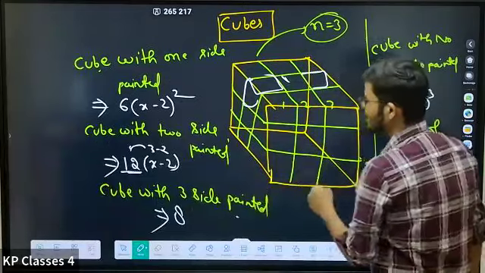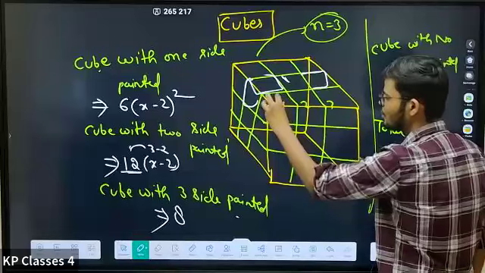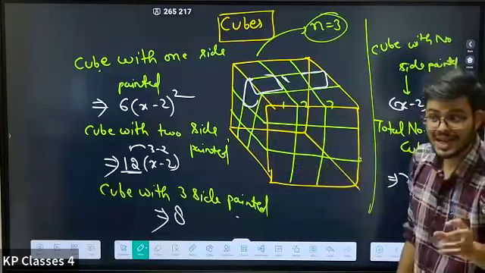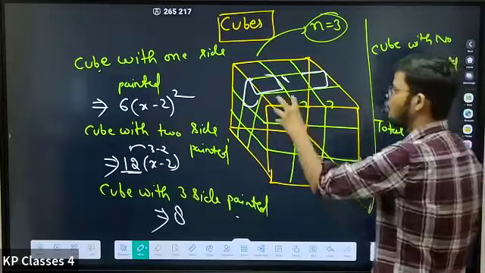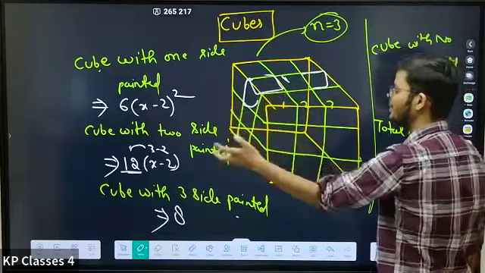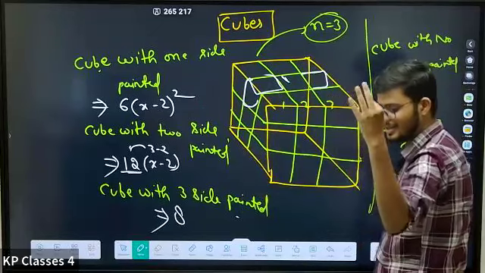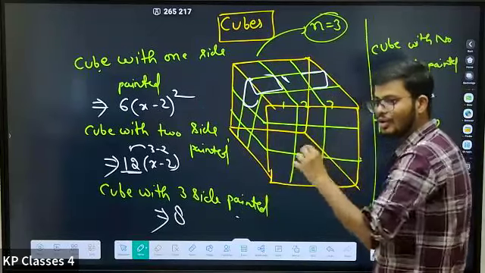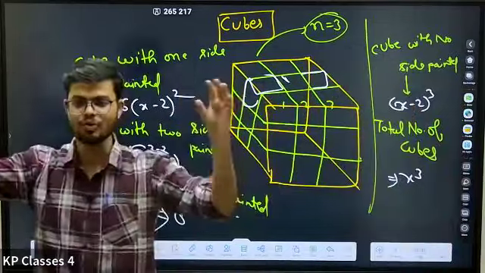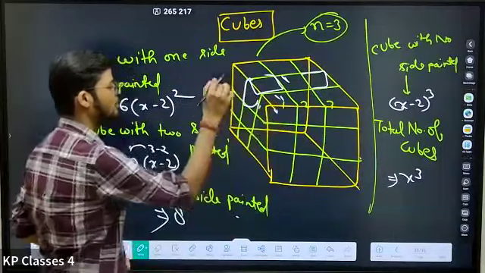Total number of cubes with three sides painted, the answer is always 8, because cubes on the vertex will always have three sides painted. No matter how many parts the cube is divided into, it will only have 8 cubes with three sides painted. Right? No matter how many parts it is divided into, only the cube on the vertex, this side will be painted, this side will be painted, this side will be painted.